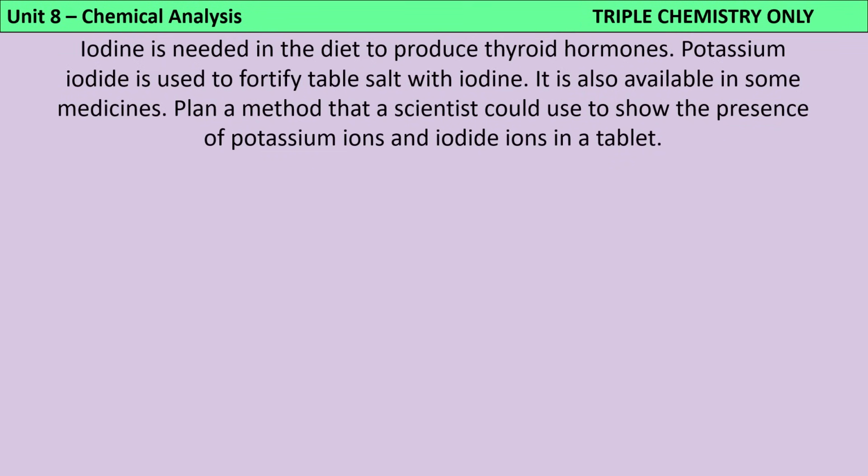There isn't one single method for this practical that you can memorise, because they could give you literally any compound and ask you to identify how you could confirm what it is. But here's just one example. So in this example we're asked about tablets that might contain potassium iodide. So to identify potassium ions we need a flame test, and iodide ions we need the silver nitrate test.